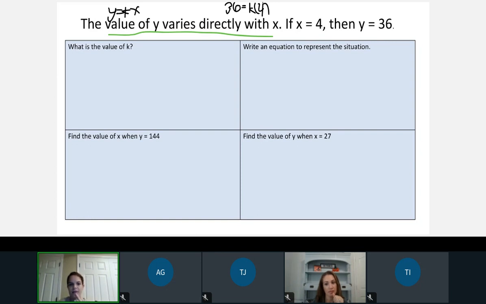Exactly, good. I'm going to divide by 4 on both sides. So what would my value for k equal? Good. 9. Exactly. So then in the next box where it says write an equation to represent the situation, I'm going to do y equals 9 times x, because now I'm going to go ahead and include my k. Good.